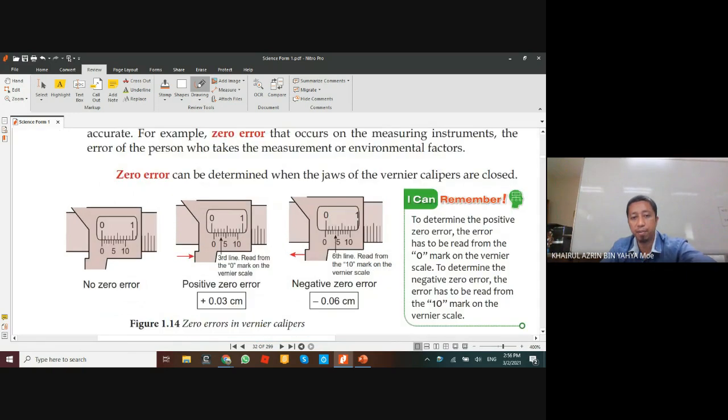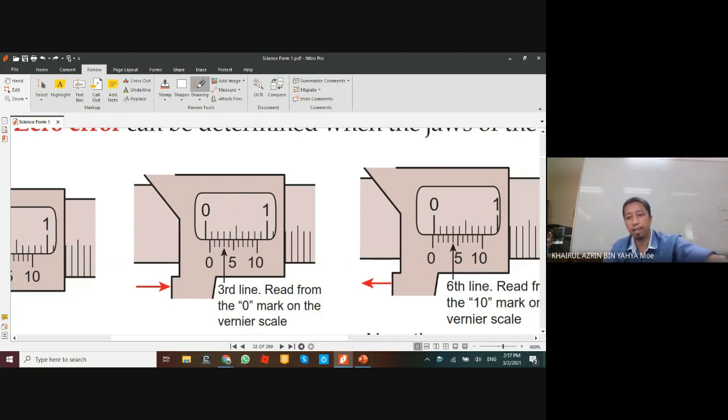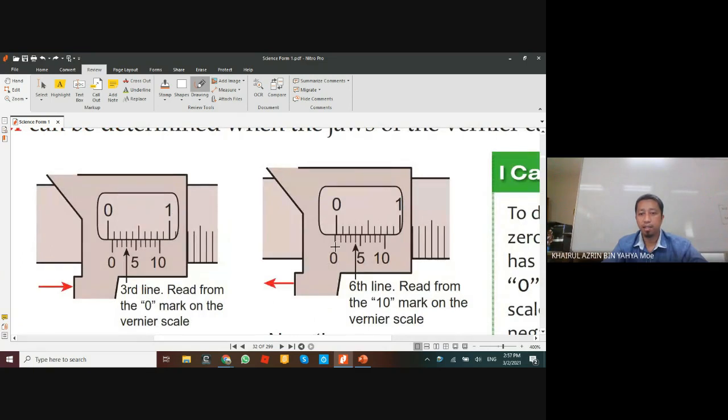Let me make it bigger for you. Here there is an error. At the start, the 0 and 0 here are not aligned. It is not straight. It is a bit more here, more than 0. This one we call positive zero error. And then here, the 0 and 0 are not in a straight line. It is less than 0. This one we call negative zero error.